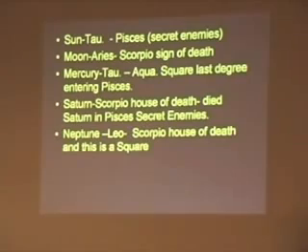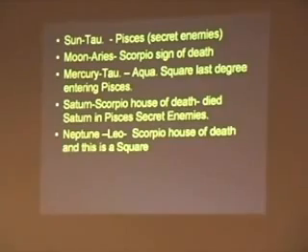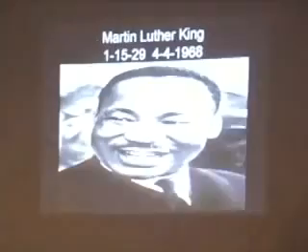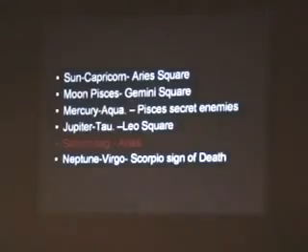Neptune is in Leo. Look at Neptune. When he dies in Scorpio, that's a square. Coincidence, or are we talking about astrological law? The next one. Martin Luther King, next.